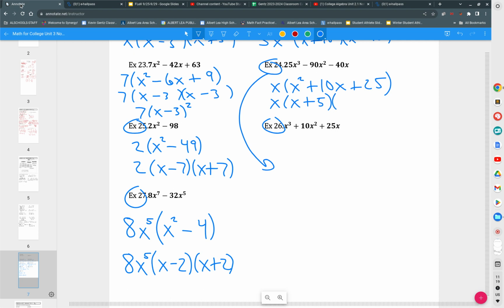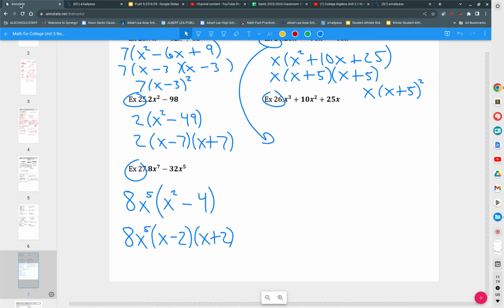X times x plus 5 times x plus 5, or x times x plus 5, that quantity squared. Okay? So let's go to the real challenging one. 24 is what gives people a little bit of a run for their money. Okay?